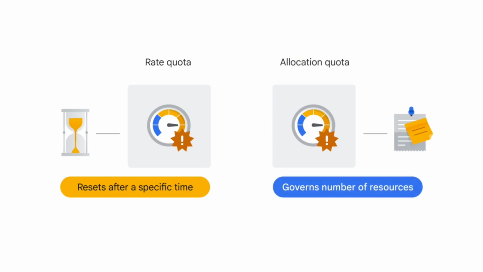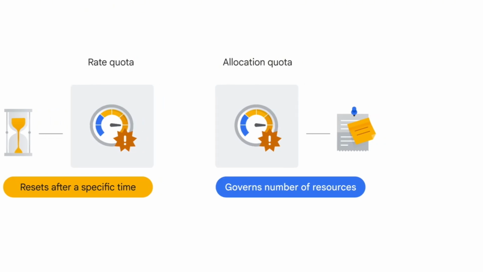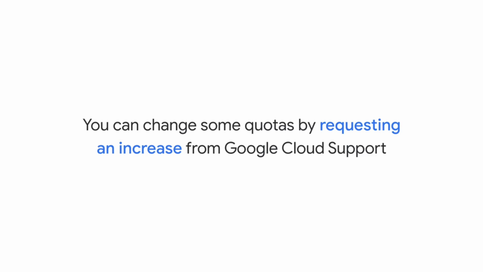Allocation quotas govern the number of resources that you can have in your projects. For example, by default, each Google Cloud project has a quota that allows it no more than 5 virtual private cloud networks. Although all projects start with the same quotas, you can change some of them by requesting an increase from Google Cloud support.